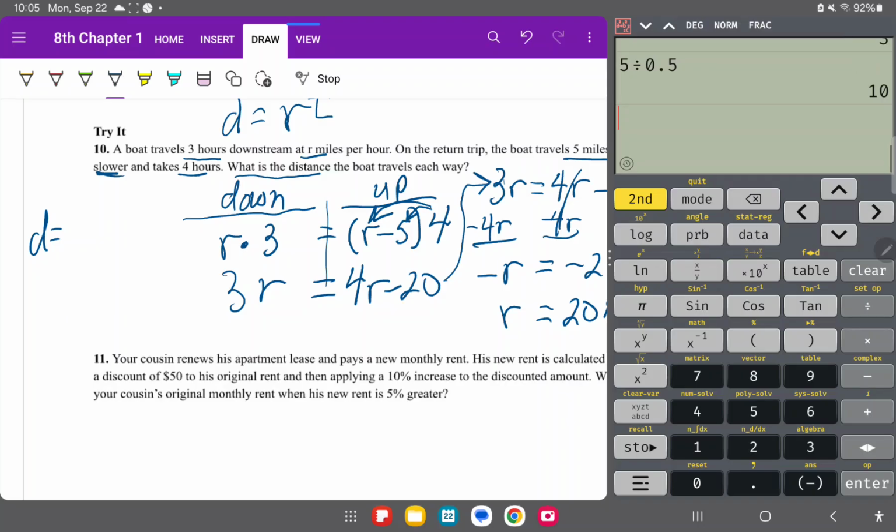The rate, which is 20, right, times the time, which was 3 hours. So that's going to be a distance of 60 miles.